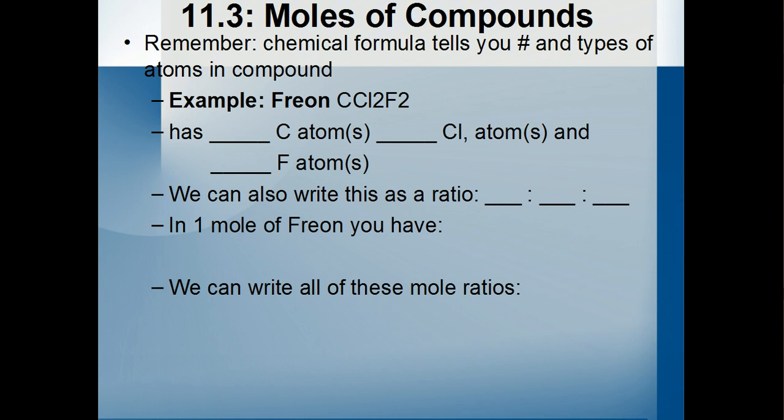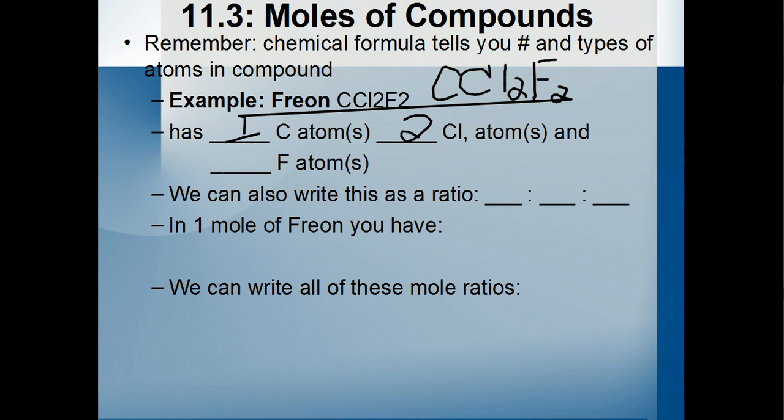Moles of compounds. So, chemical formula. Okay, H2O. You know what H2O stands for? Water. In water, we have 2 H's and 1 O. So the chemical formula of anything tells us the number and types of atoms in that compound. So Freon, and realize this should be written with little 2's. I should have corrected that somewhere in translation. It got lost here. But in this formula, we have 1 carbon, 2 chlorines, and 2 fluorines.